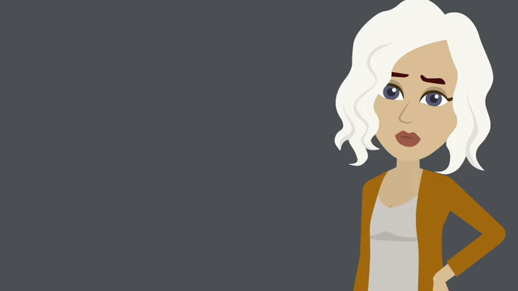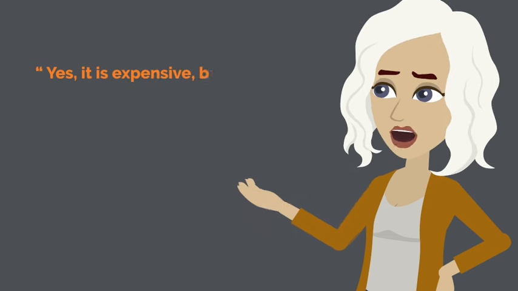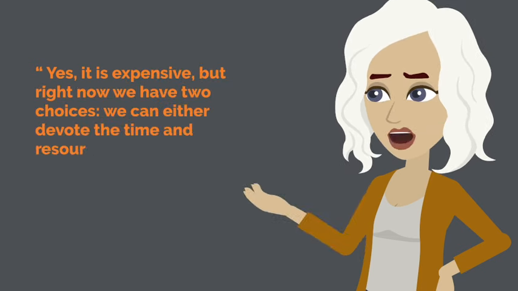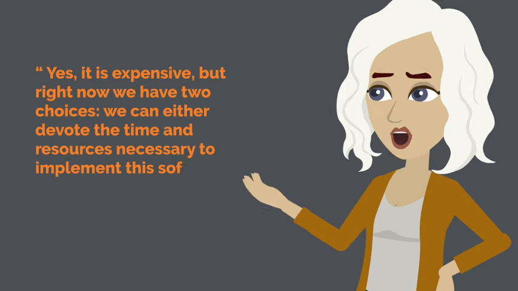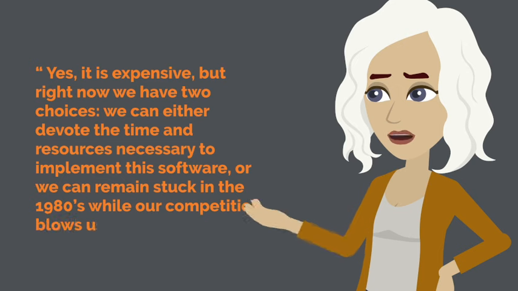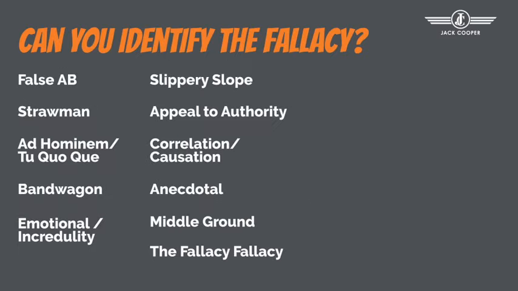In response, Jane states, "Yes, it is expensive, but right now we have 2 choices. We can either devote the time and resources necessary to implement this software, or we can remain stuck in the 1980s while our competition blows us out of the water." Did you spot the fallacy?